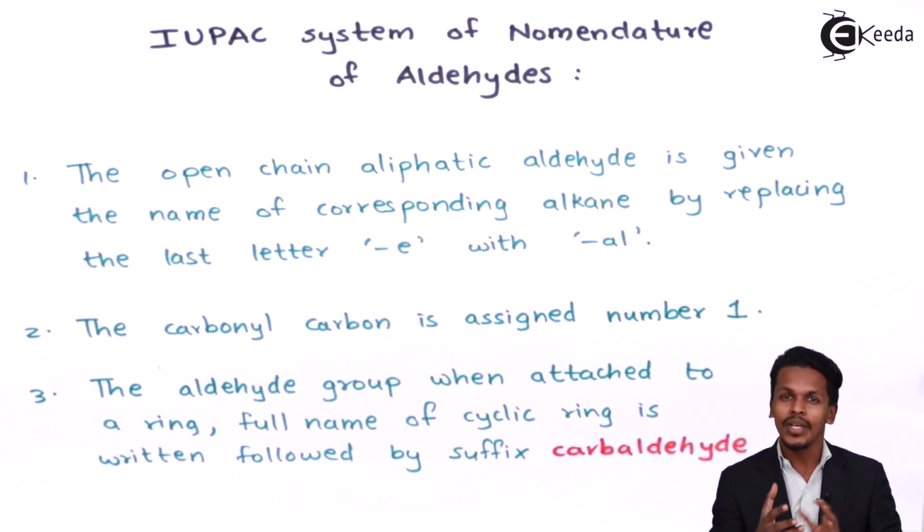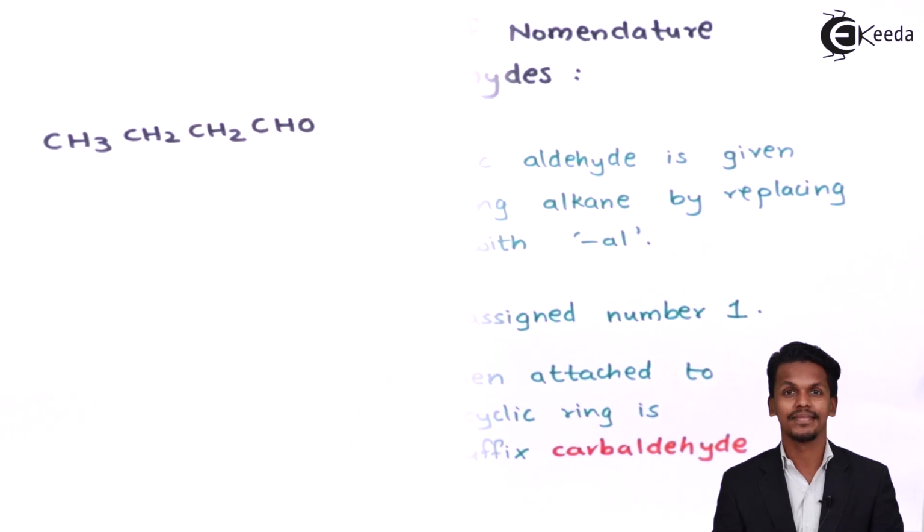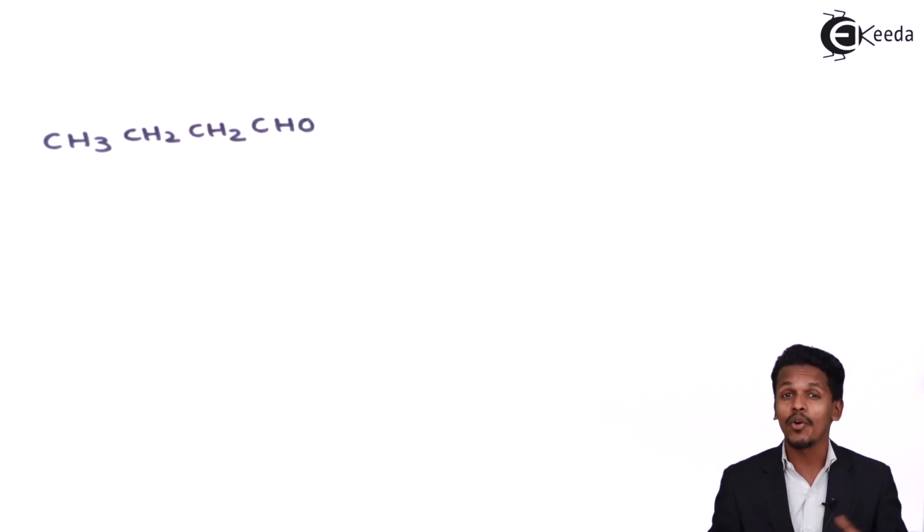For that I have a few examples for which we have to give the common name as well as the IUPAC name, and those are as follows. So now let us do that. This is the chemical formula of an aldehyde, and let us understand what the common name would be and how we can give the IUPAC nomenclature to this organic compound.